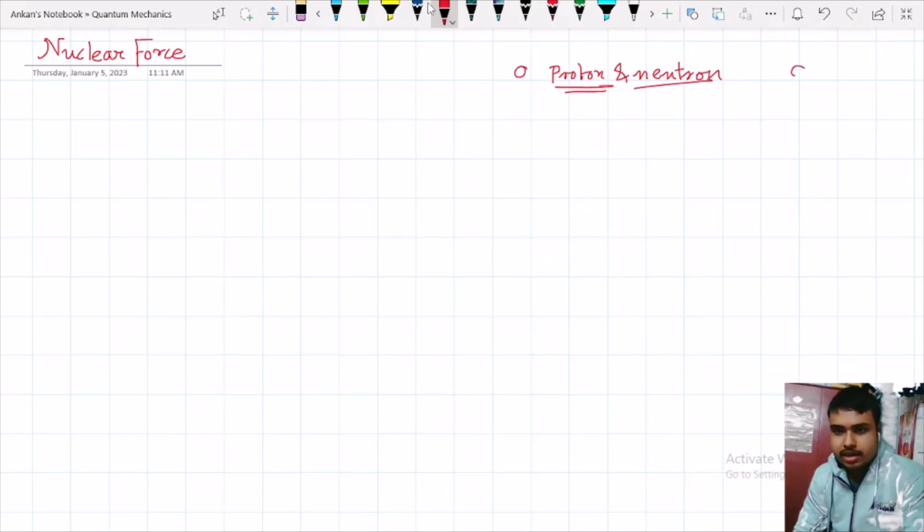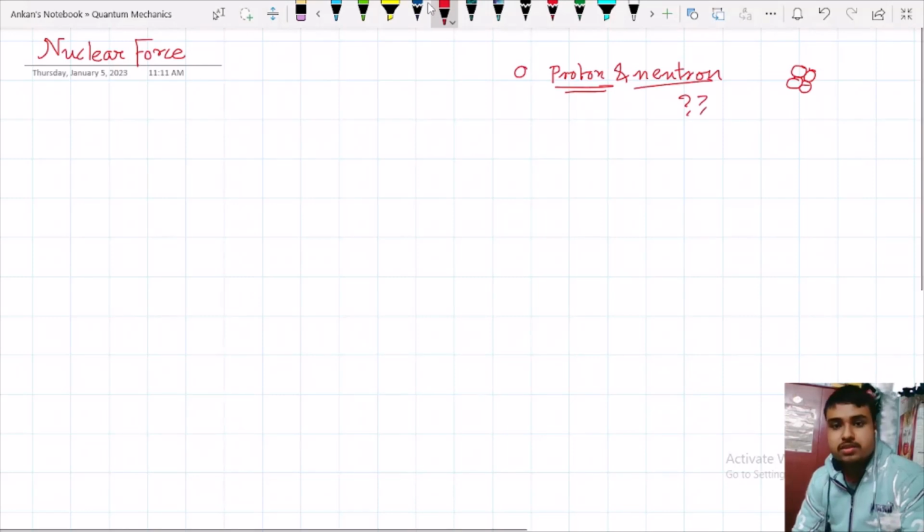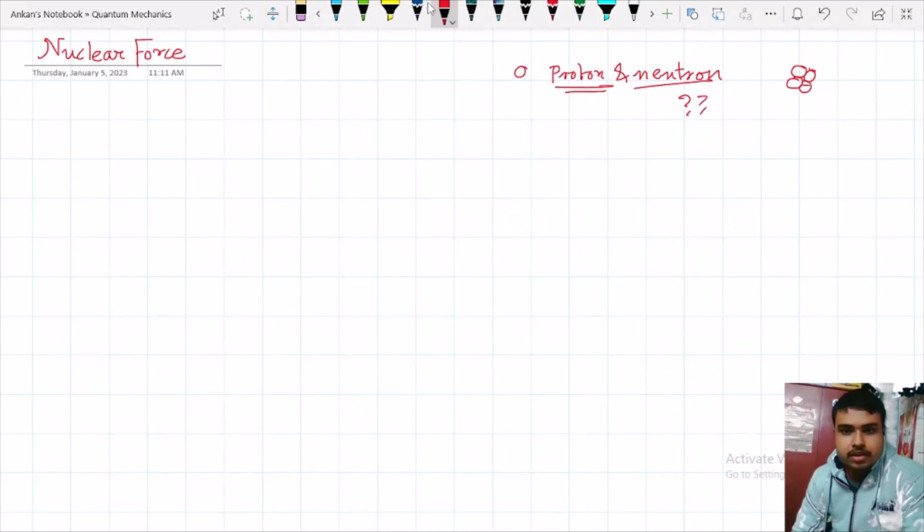So, how can these charged particles accumulate at a certain region in space without repulsion? This was a very burning question in those days. So, scientists observed that there exists some other force which is beyond our knowledge, unlike gravitational force.